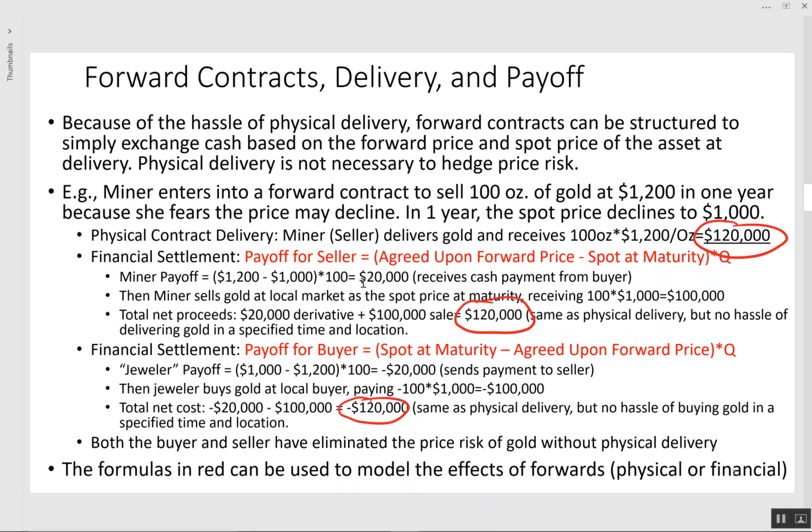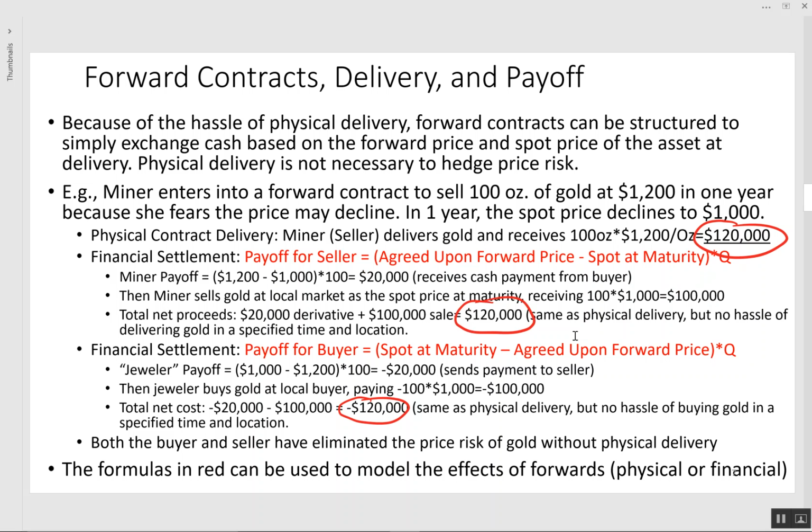Let's take another extreme event. What if the price of gold doubles and it goes to, say, $2,400? All right, they're going to sell their gold and make a lot of money. 100 ounces times 2,400, so they'll make $240,000 on their gold. But they're going to wind up writing a check to the counterparty, and when you net it out, they're going to wind up just making $120,000.